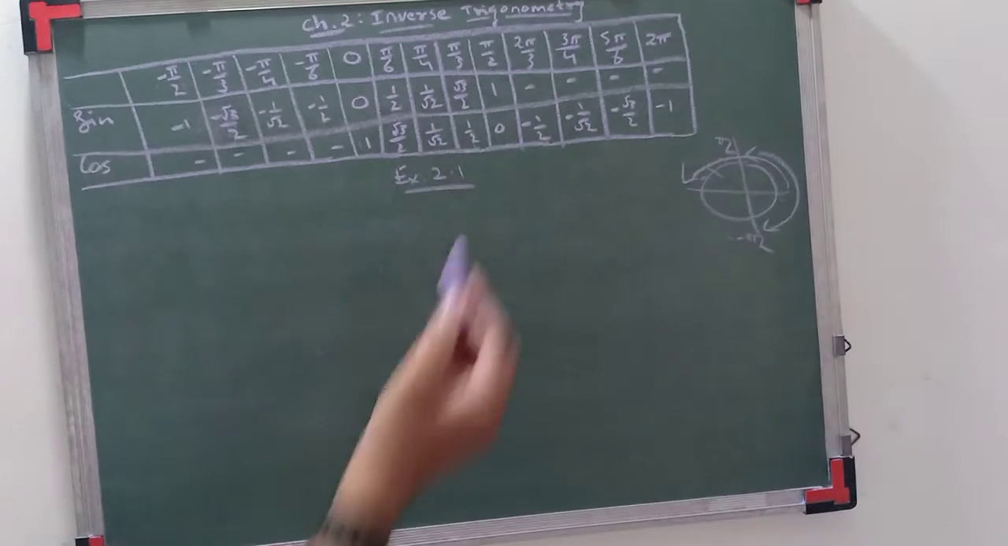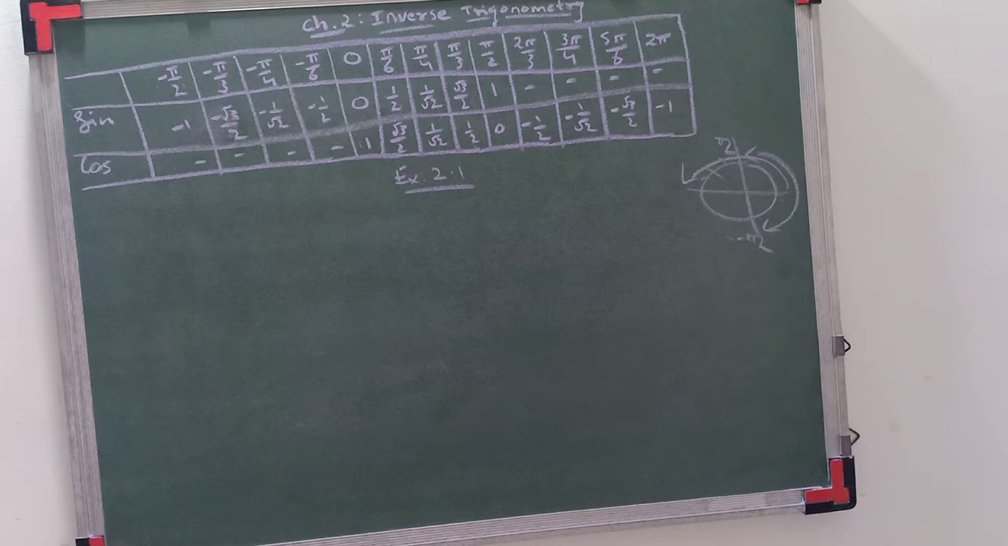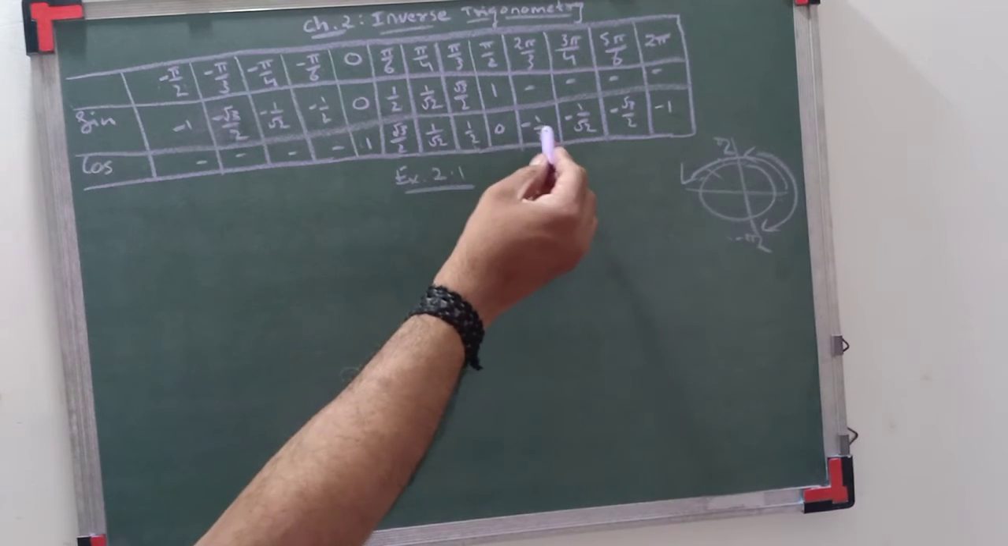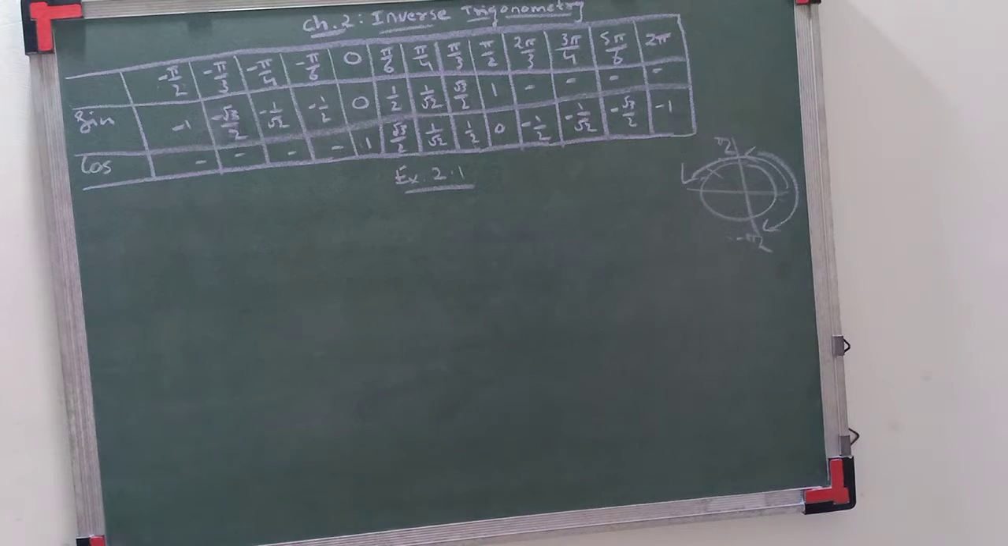Okay, so you already know the values. Now cos 2 pi by 3 means what? Cos of 2 pi by 3 means cos of pi minus pi by 3, means you are in second quadrant. Second quadrant cos function is negative, so you will get minus cos pi by 3. What is the value of cos pi by 3? 1 by 2, so minus 1 by 2. Same way minus 1 by root 2, minus root 3 by 2 and minus 1.